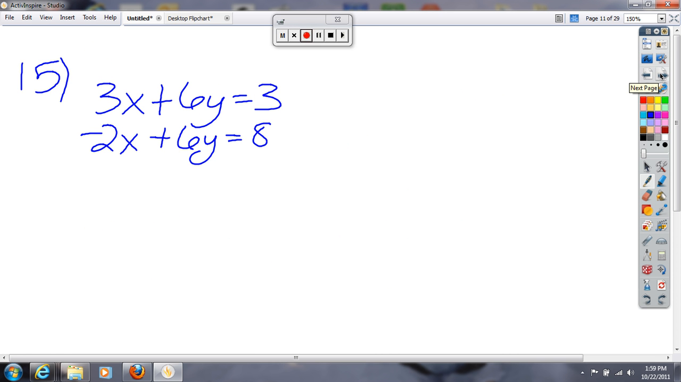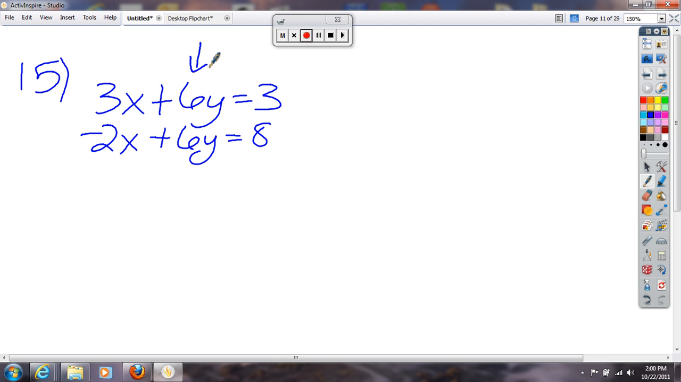Again, we're doing elimination. Again, we're looking for same numbers but different signs. Do I have the same numbers? Yes, I have the same numbers here with the 6y. Do I have different signs? No. So I need to make the signs different.